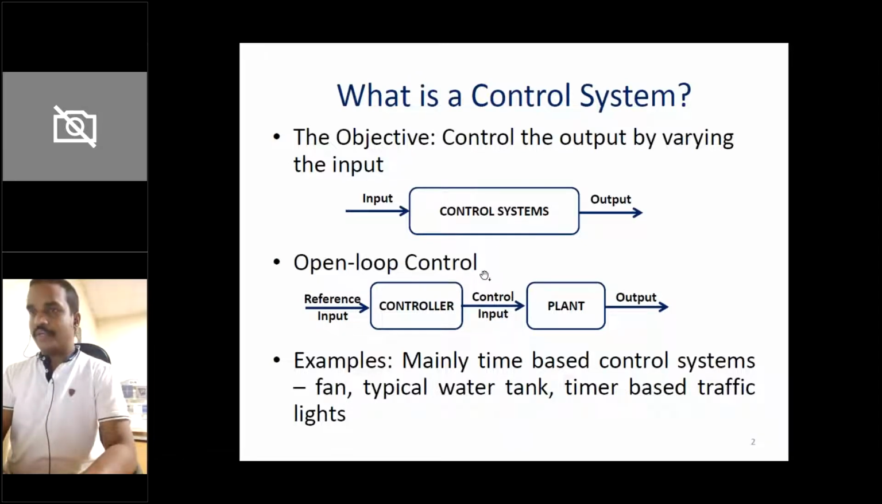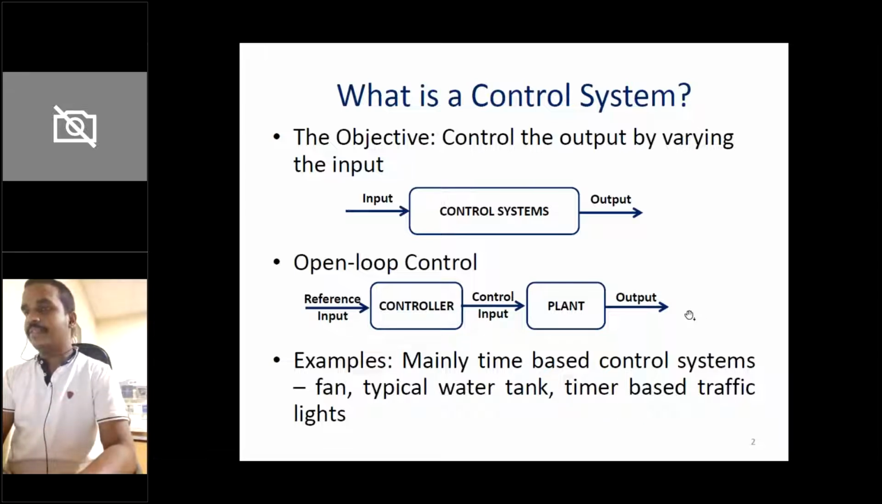There are two types of controls. One is open loop control and the second one is closed loop control. You can see that this is the plant. The plant means it can be any system. It can be a motor, a generator, a pump, or an aircraft or any kind of thing. This is the output. The one which is going to the plant is called the control input. The control input is the output of the controller, and the difference input is going to the controller.